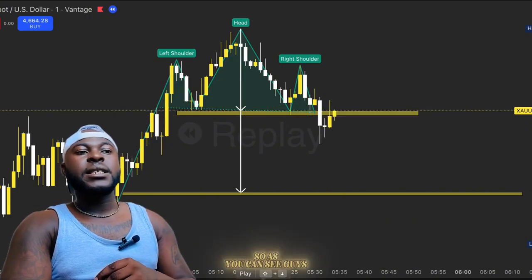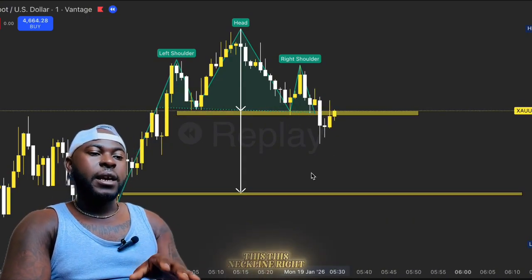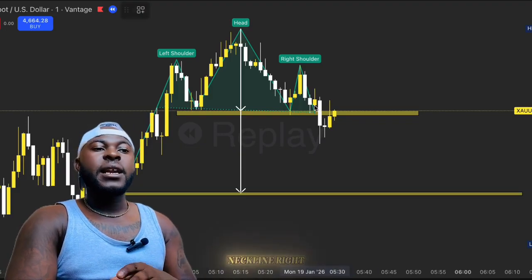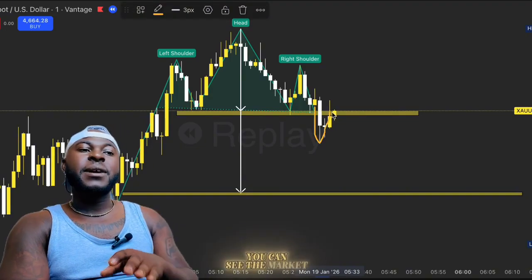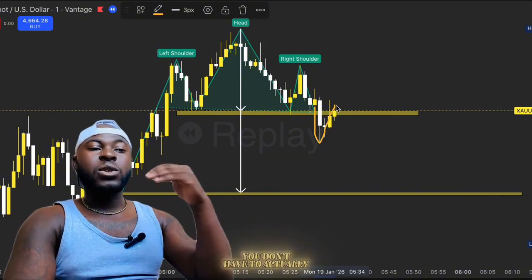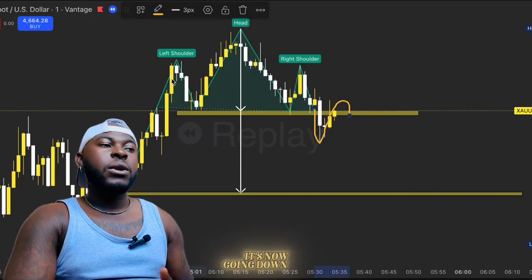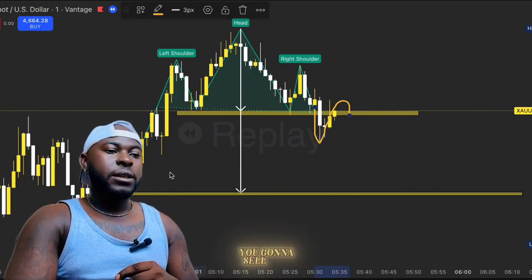Boom. So as you can see, guys, the market has broken this neckline. Once the market breaks the neckline, you can see the market went up and retested. But once the market retests, you don't have to sell immediately. Wait for the market to show you that it's now going down, and that's when you're going to sell. You understand?